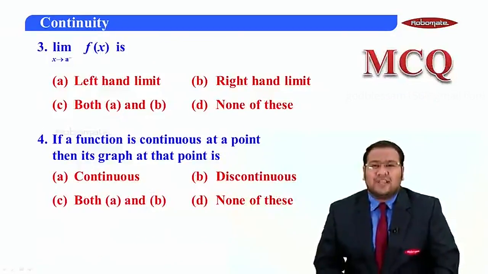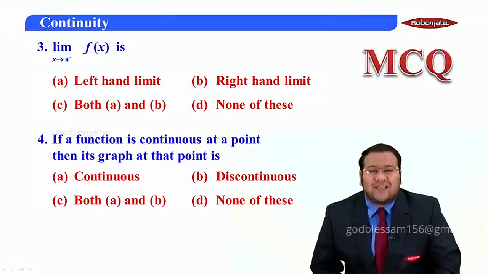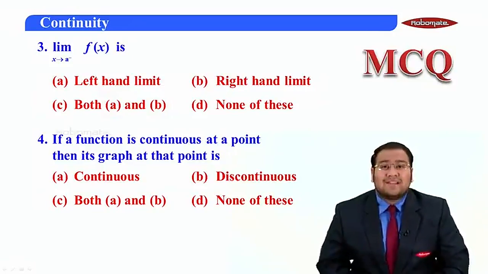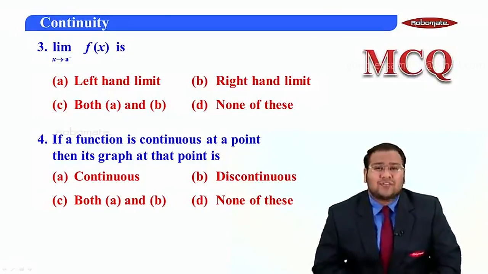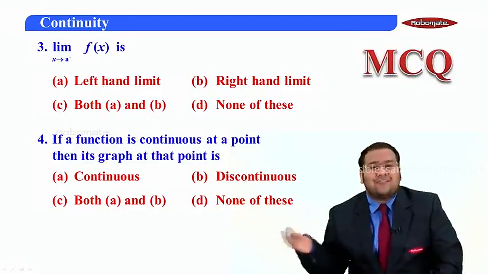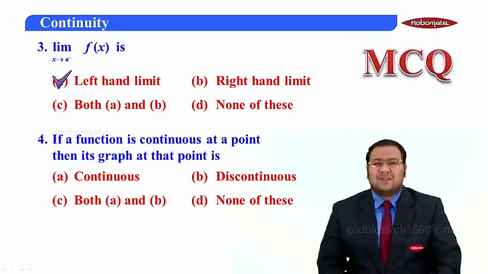Moving ahead, the third question says, limit x tends to a minus f of x is. This is a very simple question for you all now. Limit x tends to a minus. Anything which is minus is on the left hand side. Hence, the answer is left hand limit.